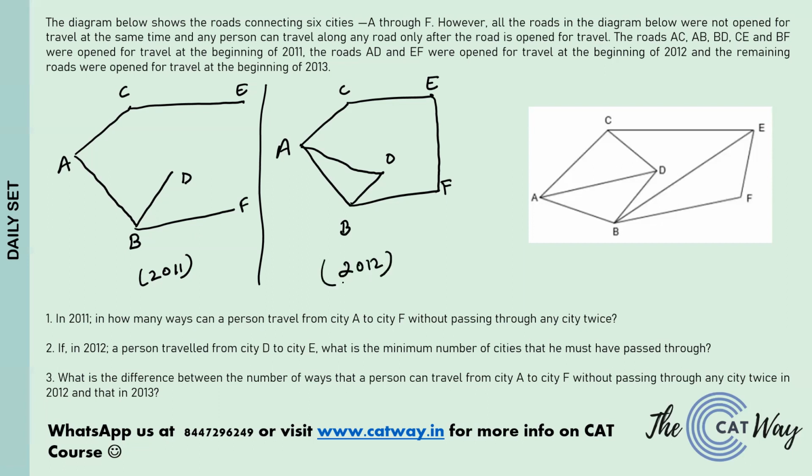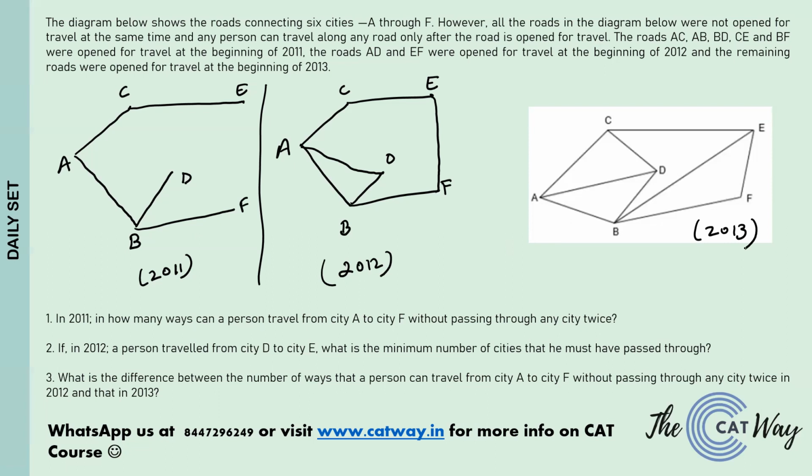Then the remaining roads that are there in the diagram were open for travel at the beginning of 2013. So basically this diagram is for 2013. So now we have the diagrams for each of the years. Now we can directly solve the questions.